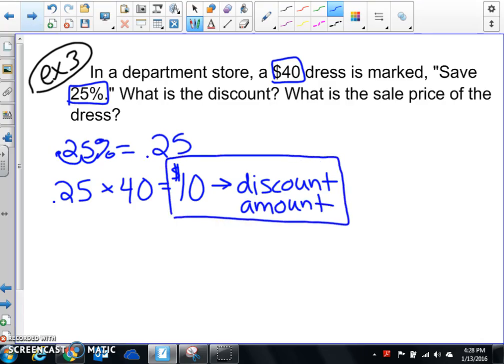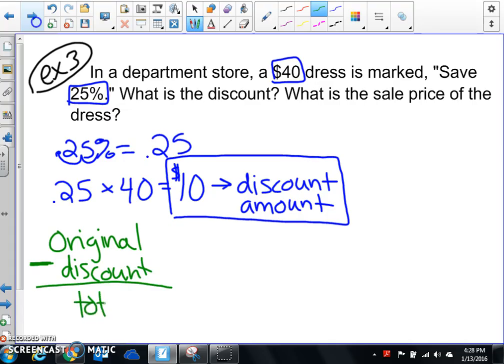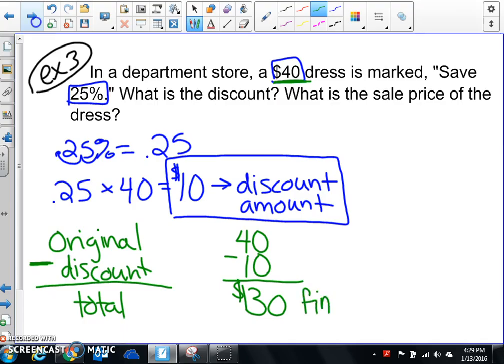So that's the first question, right? What is the discount? What is the sale price of the dress? If they want to find the sale price, we take the original. Remember, this is a discount. We want to pay less, right? So with a discount, we subtract the discount. And that's how we get our total price, our final price. So we take the original price, which was $40, subtract the discount amount, and that gives us 30. So the final price, the sale price of the dress is $30. So $30 is the final sale price.